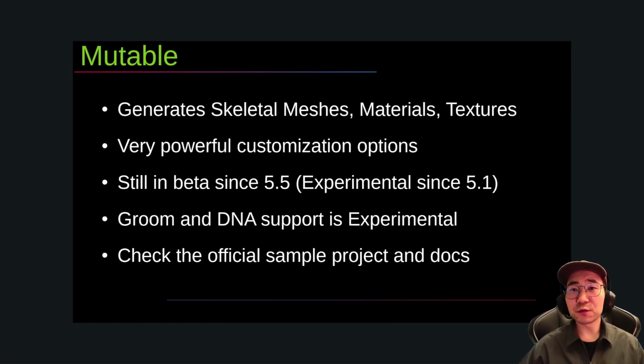Mutable is an inbuilt plugin in Unreal Engine that allows you to dynamically generate skeletal meshes plus materials and textures for them. It has a very powerful set of customization tools and allows for very flexible ways to modify your assets. That being said, it's still in the beta phase, so not all workflows have been ironed out and expect bugs. And specifically for Metahumans, the Groom and DNA support is still experimental. And in fact, we'll be skipping Groom usage in Mutable because currently it only supports runtime workflows.